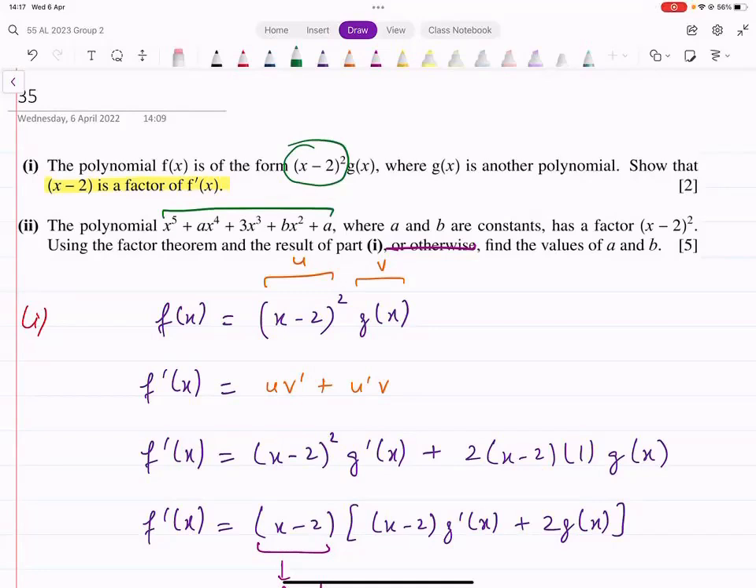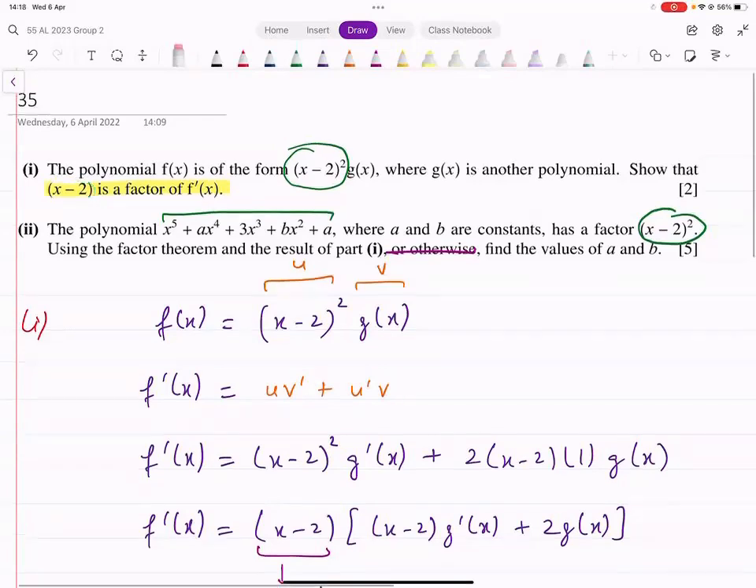And that's what we are given in the second part as well. ये जो polynomial है इसका x minus 2 whole square फैक्टर है. If we have a polynomial that has x minus 2 whole square as a factor, जो उसका derivative होगा x minus 2 उसका भी फैक्टर होगा. Does that make sense? उसने फर्स्ट पार्ट में क्या प्रूफ करवाया हमसे?